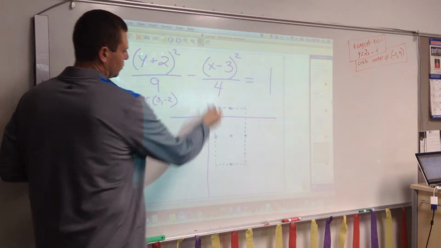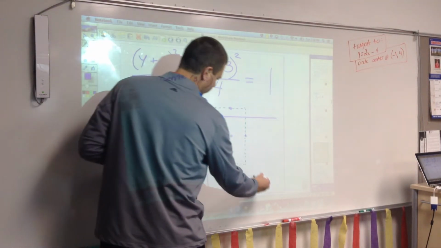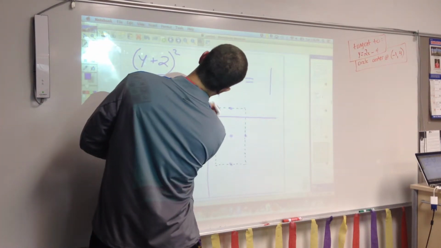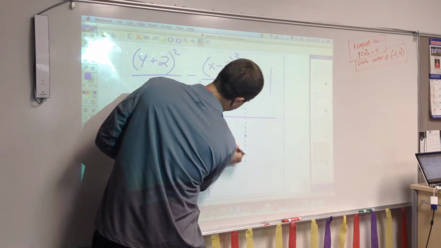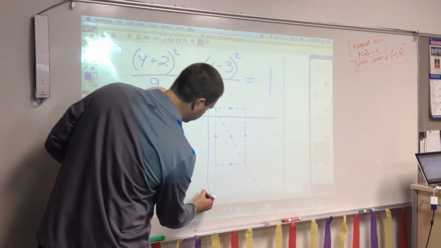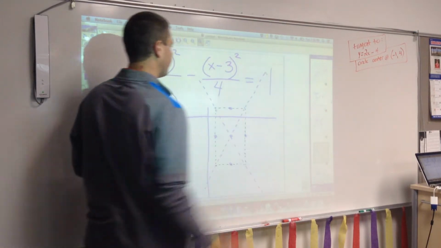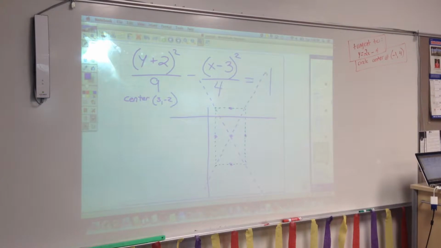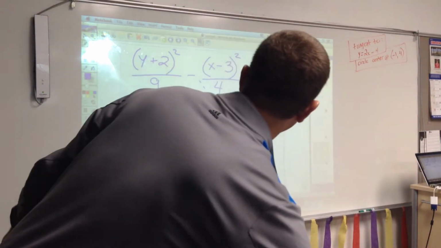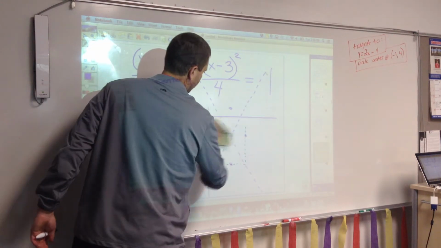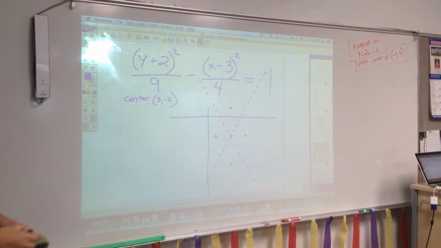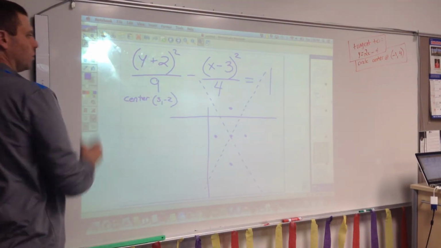The asymptotes will go through the center and hit the corners of the rectangle. So it'll look something like this. There's one of the asymptotes. There's the other asymptote. The asymptotes will hit the corners of that rectangle as well as go through the center. And now once you have the asymptotes drawn, you could draw the actual hyperbola.